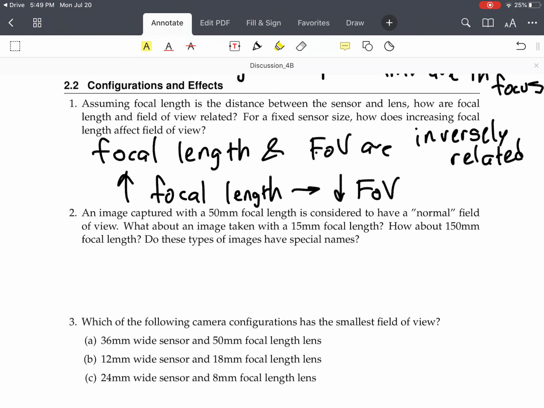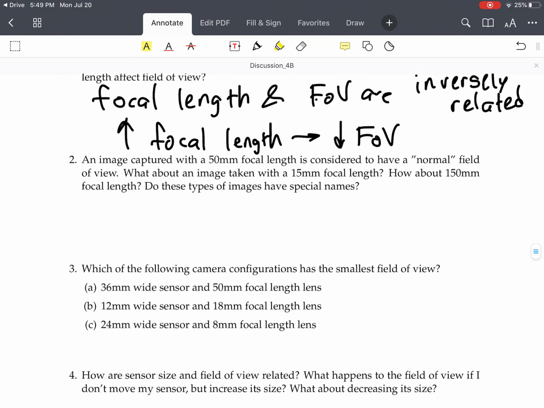Okay, let's keep going. So now, an image captured with a 50mm focal length is considered to have a normal field of view. What about an image taken with a 15mm focal length? Or what about 150mm focal length? Do these types of images have special names?